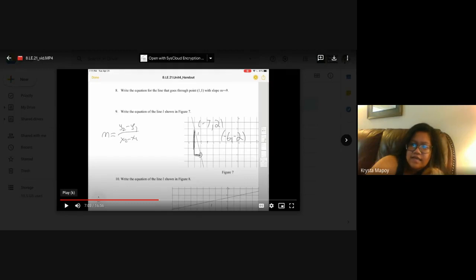Okay, someone said negative. And what tells you that it's negative? Okay, 2 people said it's negative. What's telling you that this is going to be a negative slope? It's going down from left to right.